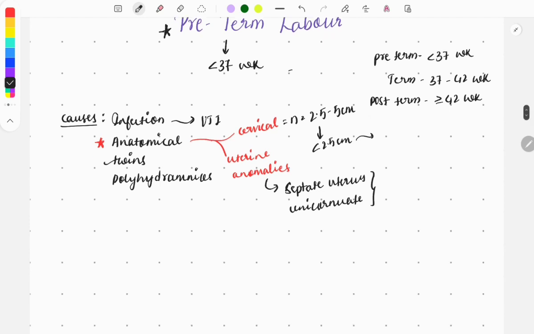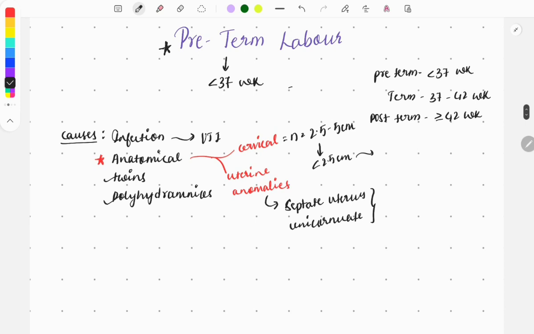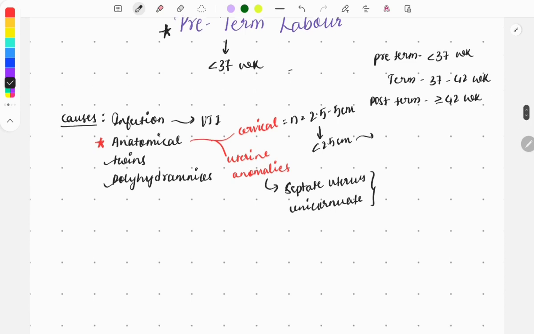Then twins. In the case of twins, the uterus will be over-distended and cannot take that much pressure, or one twin will be pushing the other twin, due to which there can be preterm labor. Likewise polyhydramnios, because in polyhydramnios also there will be more pressure on the uterus, due to which the uterus cannot balance things and there can be chances of preterm labor. So these were some important causes of preterm labor.